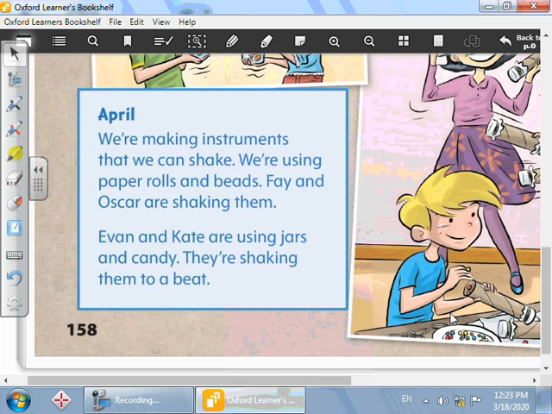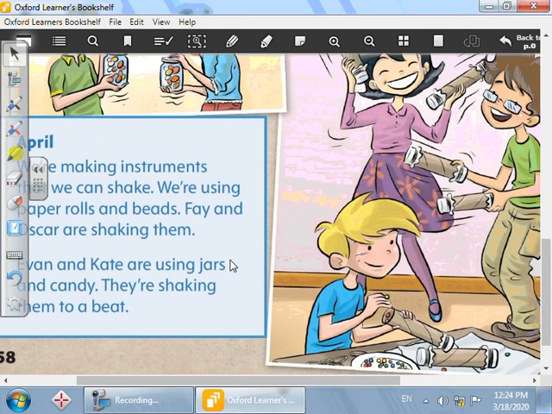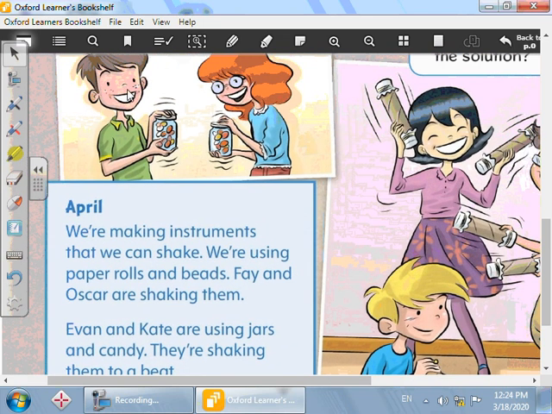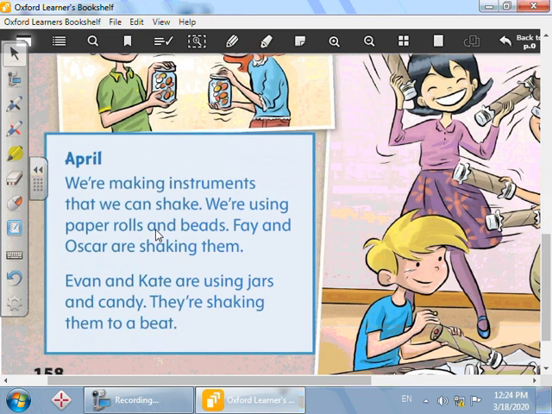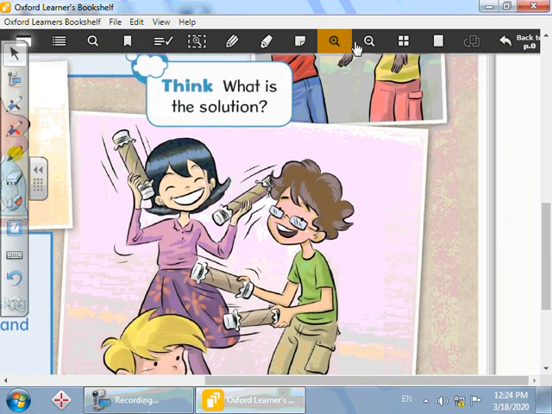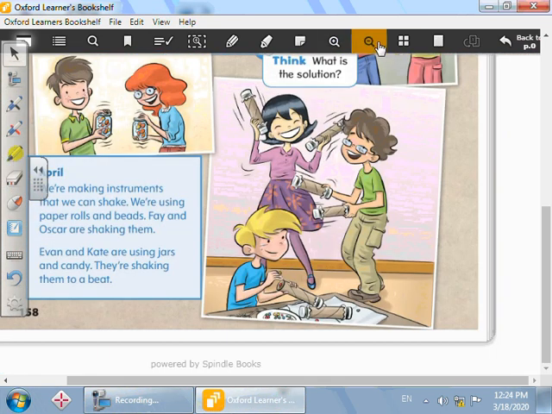By the way, it's a very nice idea. You can try it at home. Faye and Oscar are shaking them. So here, Faye and Oscar. This is Faye and this is Oscar. They are shaking them. Avon and Kate, this is Avon and this is Kate, are using jars and candy. They are shaking them to a beat. Okay. Let's go now to page 159.